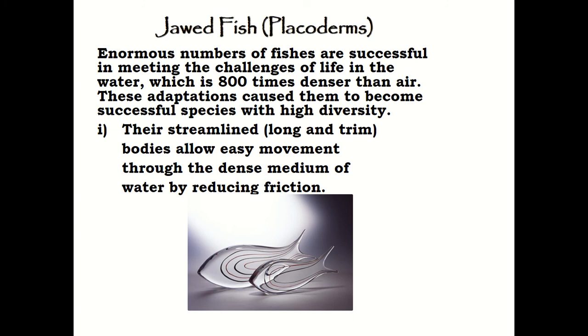Another example is the ray-finned fishes. They are also jawed fishes, and are very successful in meeting the challenges of life in water, which is about 800 times denser than air. This adaptation made them a successful group with high diversity, as their streamlined body allows easy movement through the dense medium of water by reducing friction.